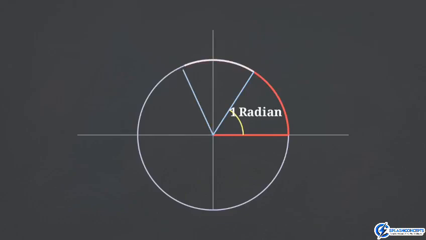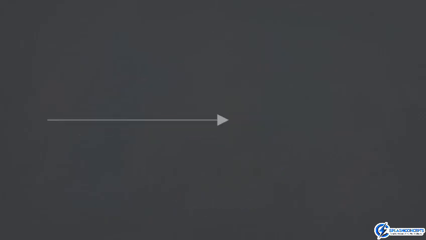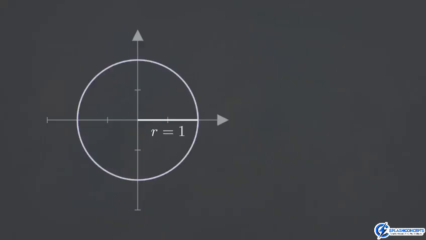If you keep wrapping those radius lengths around the perimeter, it takes a little over 3 to complete a half circle. It takes exactly pi radians to reach 180 degrees. This gives us a mathematically permanent conversion baseline. We lock this structure onto the x and y axes of a coordinate plane, with the radius set to exactly 1 and centered at the origin. This is the unit circle.